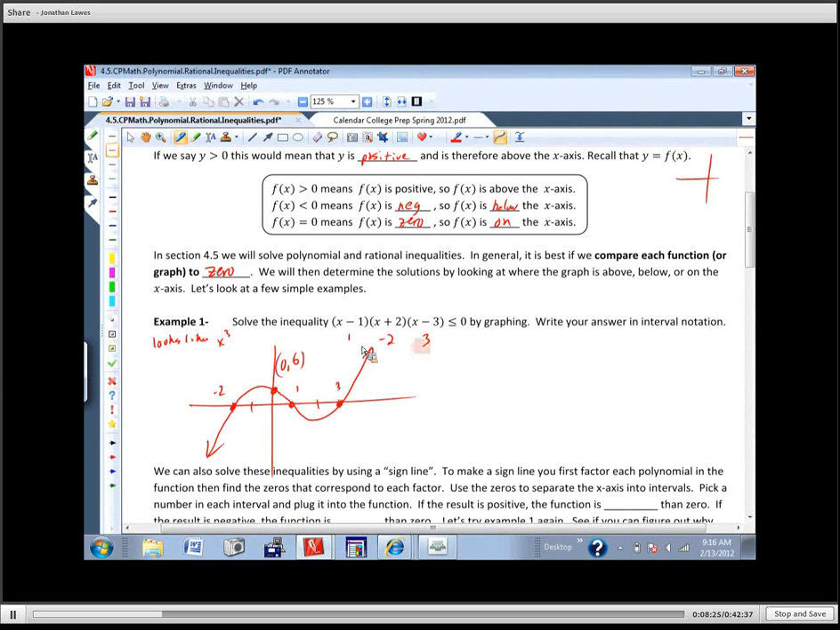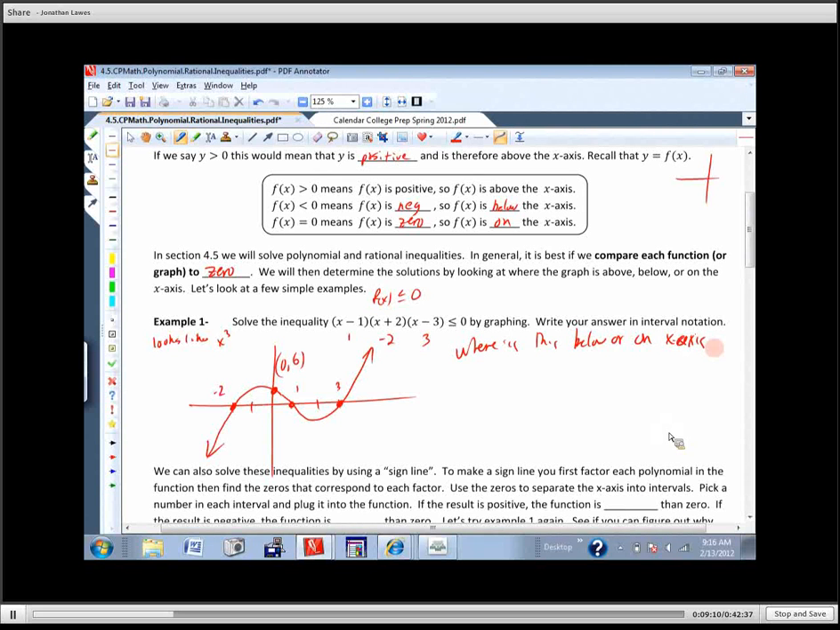It's solving this inequality. And we want to know when this function is, whoops, it's a less than, isn't it? Less than or equal to 0. And we just got done talking about what less than means and what equal to means. If we're looking on a graph, what does less than mean? Where it's below the x-axis. So where is this below or on the x-axis, because it's equal to?